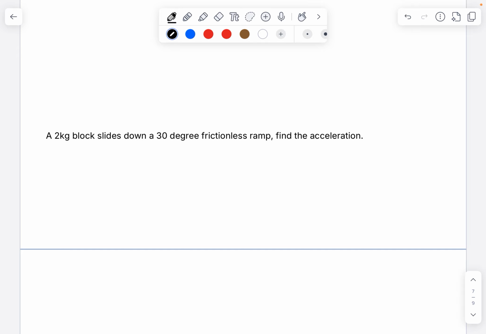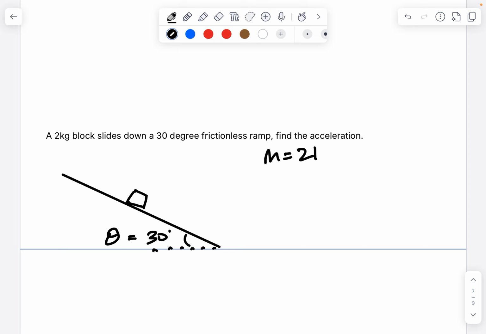A 2-kilogram block slides down a 30-degree frictionless ramp. Find the acceleration. So first things first, let's always draw. Physics is very visual, so always try to draw. So we have a box sliding down a ramp. The ramp is 30 degrees, so I'm going to call that theta is 30 degrees. Our block is 2 kilograms, so mass is 2 kilograms. And we want to find the acceleration.